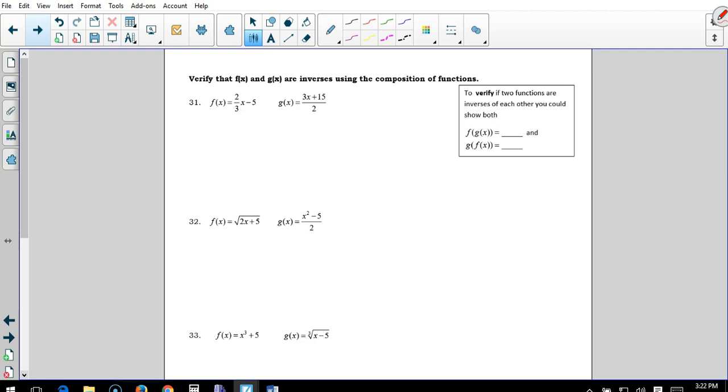Okay, verify that they are inverse using composition of functions. So when we plug them both into each other, we should get x for both of them. So let's see. First off, we're going to take this and put it right here. So 2/3 of (3x plus 15 over 2) minus 5. So we're going to distribute this, multiply, and get 6x on top, times top, plus 30 over 6, minus 5.